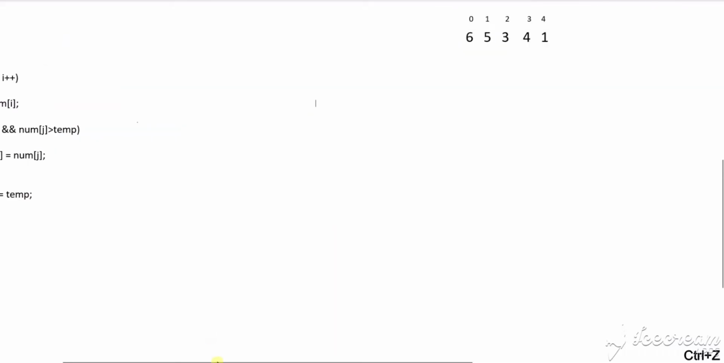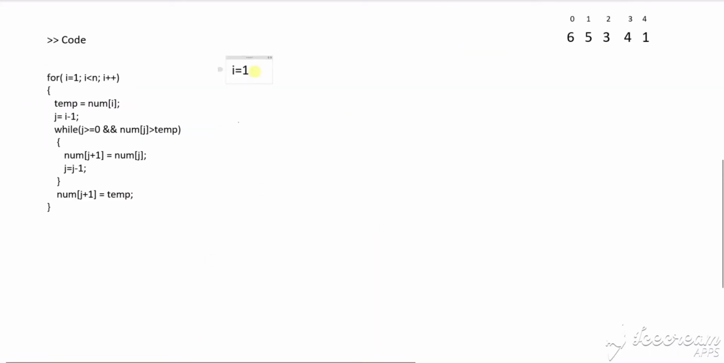So that's the code. These are the numbers that we'll be working on. Now for the first iteration, the temp value will be num of I, since I is equal to 1, num of 1, that is 5. So temp will be 5 and j is I minus 1, that is 0. Now the condition inside the while is j should be greater than or equal to 0 and num of j, that is 6, should be greater than 5. So the condition is true, so it will go inside the loop.